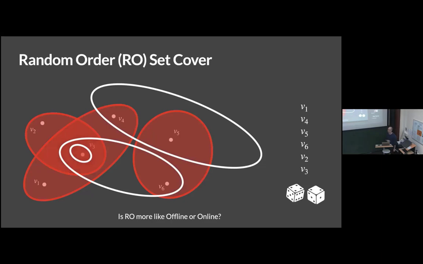The question we answer in this work is: is random order more like offline or more like online? So just to make clear, how are the sets given? Good. At the beginning, you just get these labels, so you'll just see empty sets at the beginning. And then every time an element shows up, it tells me I'm part of sets 1, 3, and 7, whatever. Yeah. Good. So the title of the talk maybe gives away the answer, but we'll pretend that you're in suspense.